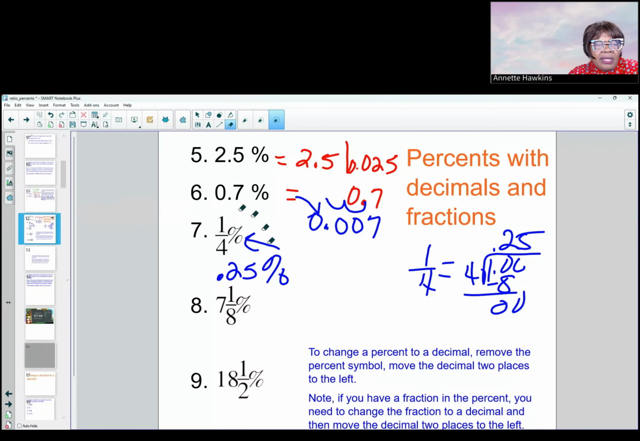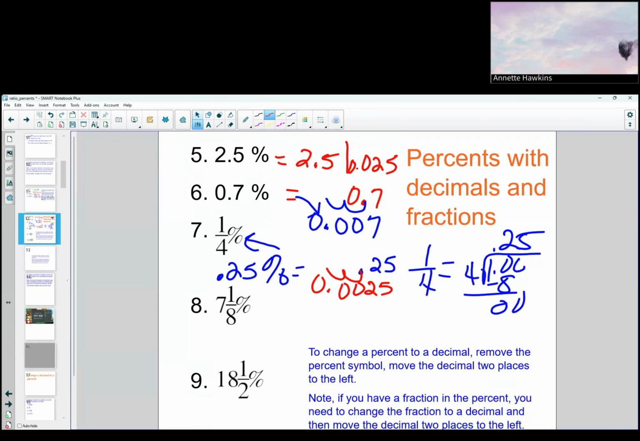And this is what you see in the news. The interest rate is going down by 0.25%, and this is what's happening. So it's not a lot, okay? All right, so we move the percent symbol, and then I need to move the decimal 2 places to the left. 1, 2. So this is what we have. See, that's not a lot. That's 25 10,000ths.